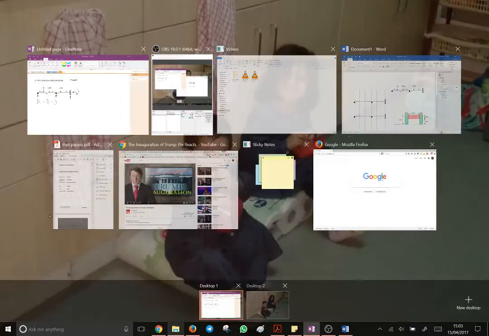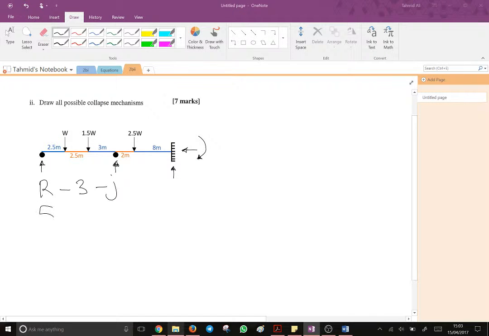So you have 5 reaction forces minus 3, and number of joints. So number of joints is simply the number of hinges within the structure, and there's 0 hinges, so that's going to be minus 0, and that gives an indeterminacy of 2.